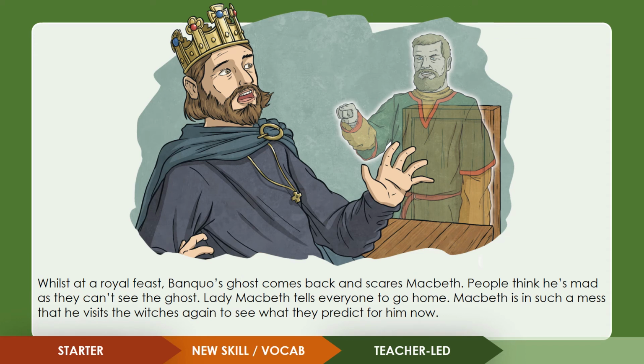So whilst at a royal feast, Banquo's ghost comes back and scares Macbeth, so people think he's gone mad as they can't see the ghost. So Lady Macbeth tells everyone to go home, and Macbeth is in such a mess that he visits the witches again to see what they can predict for him now.